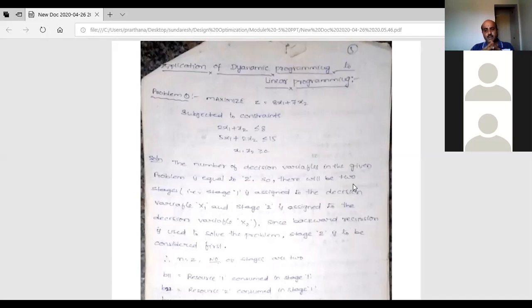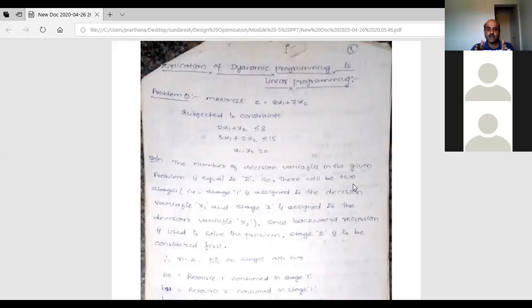Here in this case, especially for linear programming or dynamic programming, we generally use the backward recursion method. We are going to use the backward recursion method in the application of dynamic programming to linear programming, and we will get the solution for the problem we are given here. So we are using the backward recursion method.